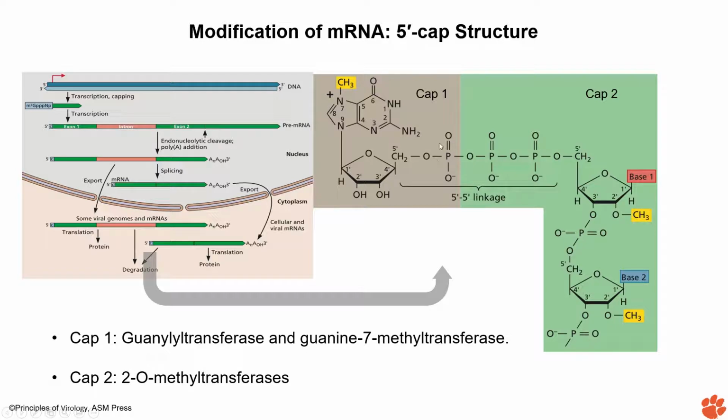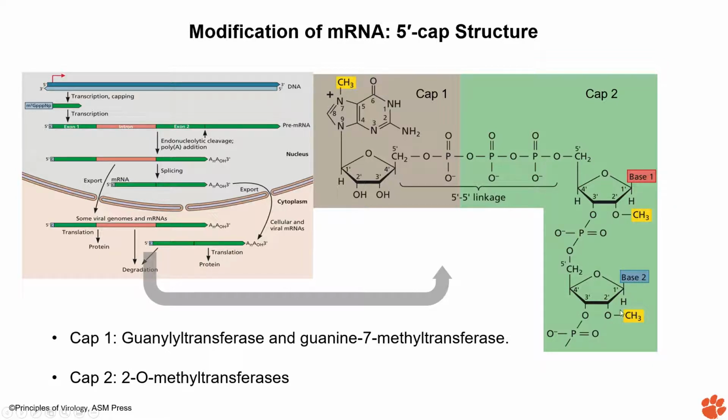So this alpha phosphate of the cap1 is connected to the beta phosphate of the cap2. This could be a little bit too much, but that detail is not needed. Just remember that it's a 5' to 5' triphosphate linkage that connects these two. That will do it for the quiz or the exam.